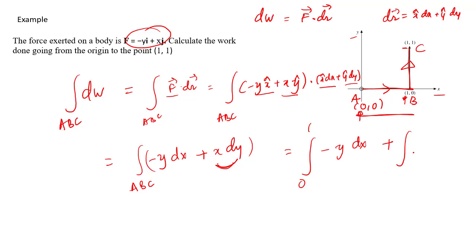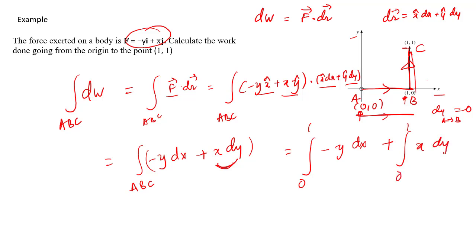So, and that integral is 0 along AB again. It is 0 along AB because dy for A to B is 0. So that's the reason why it is 0. Right. And then we are going from B to C. While going from B to C, y is going from 0 to 1. So I have x dy.